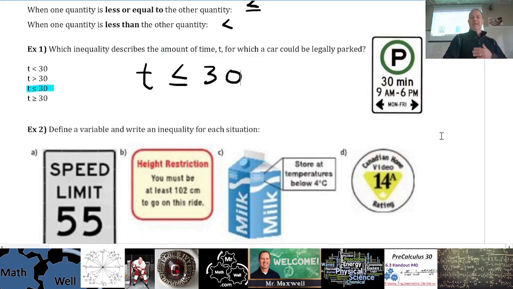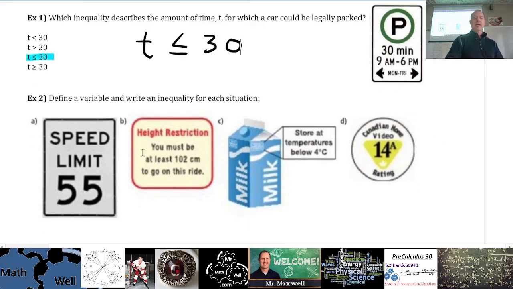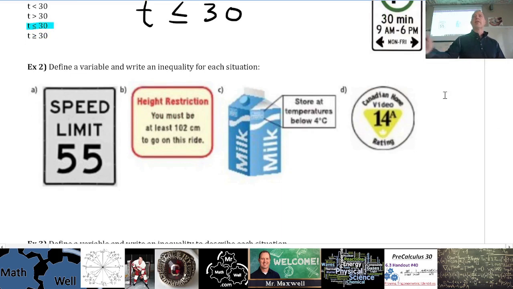Okay, let's get some more practice. And you deal with inequalities all the time. Maybe you don't even realize it. But here's another sign. Now this is more of an American sign. This would be miles per hour, but the speed limit is 55. So what's a good variable that we could use in this situation? What's a good letter? S? Okay, I like that, S.